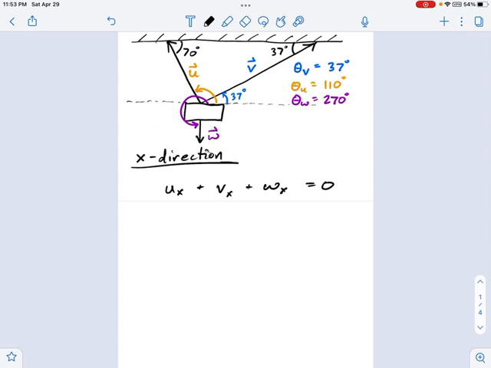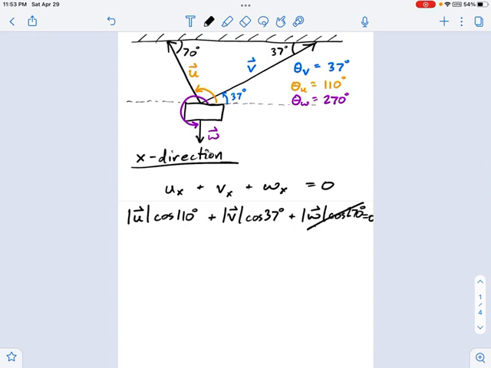Well, let's go ahead and figure out what these things are. Ux is going to be the magnitude of u times the cosine of its angle, 110 degrees. Vx is going to be the magnitude of v times the cosine of its angle, which is, let's see, what was that, 37 degrees. That's the one on the right. And then we have the magnitude of w times the cosine of its angle, which is 270 degrees. And this all equals 0. Now, the nice thing about the weight going straight down is we know the cosine of 270 is just 0. So that term cancels out, and we can stop worrying about that.